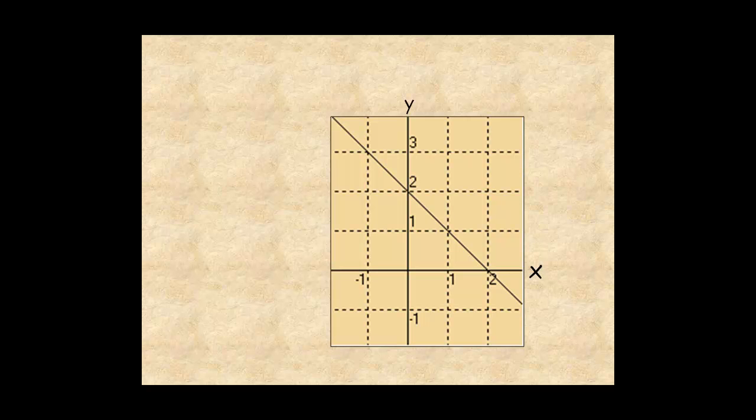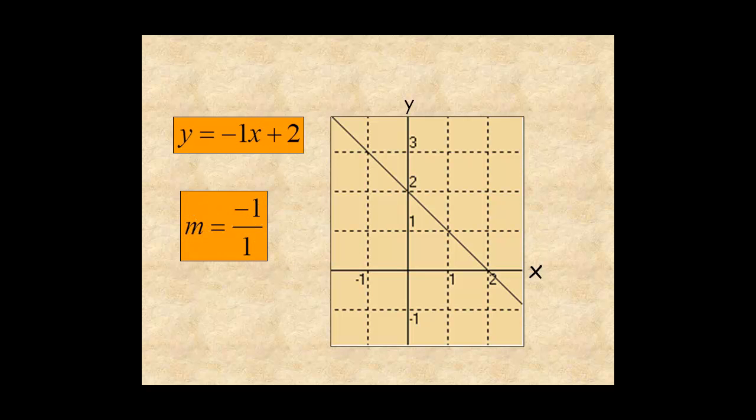For the equation y equals -x plus 2, there also does not seem to be a slope. You have to read this as y equals -1x plus 2. The slope is -1 over 1. So the line starts at 2 and goes down 1 and over 1.